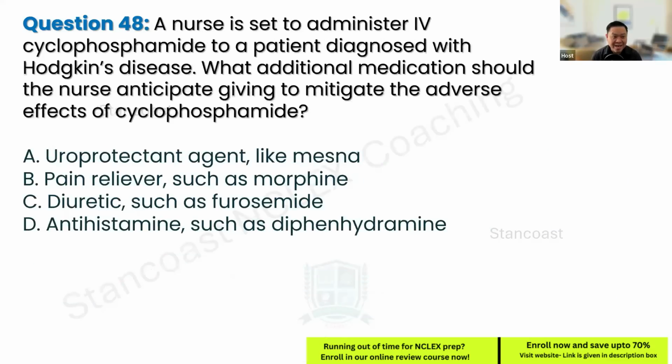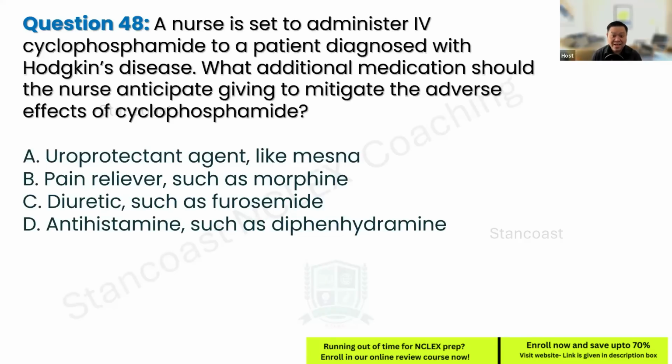Let's have number 49. A nurse is set to administer IV cyclophosphamide to a patient diagnosed with Hodgkin's disease. What additional medication should the nurse anticipate giving to mitigate the adverse effects of cyclophosphamide? A, uroprotectant agent like Mesna. B, pain relievers such as morphine. C, diuretics such as furosemide. And D, antihistamine such as diphenhydramine.